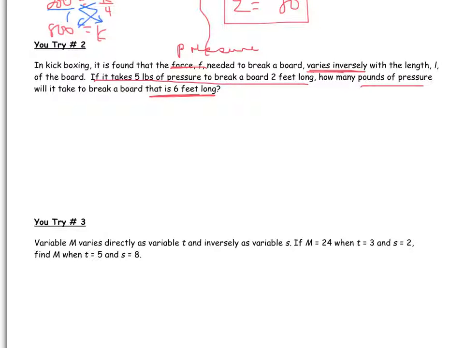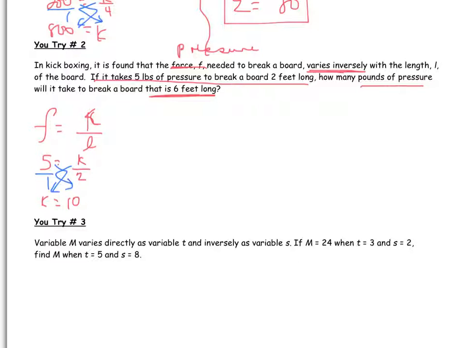So let's find K first. F varies inversely with length, so it's K over L. In the first set of data, we know force, pressure, is 5, K we don't know. And then we're going to cross multiply. So K is equal to 10.